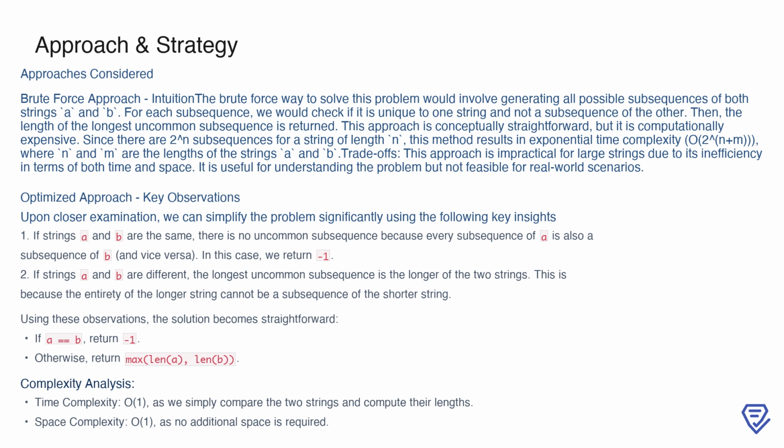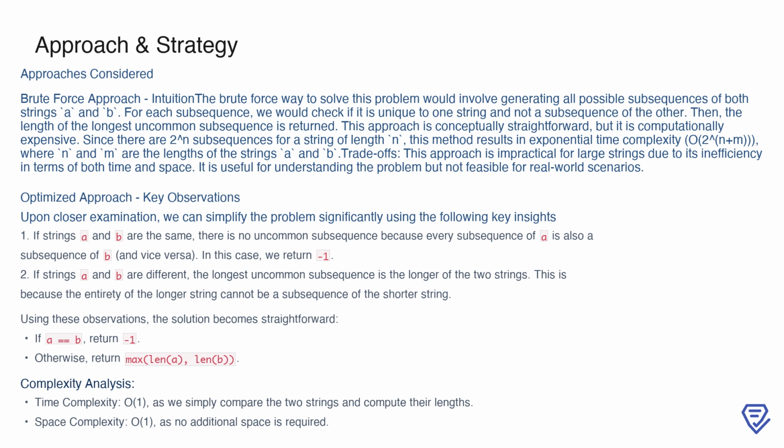Since a string of length n has 2 to the power of n subsequences, this method leads to exponential time complexity, O(2^(n+m)), where n and m are the lengths of the two strings. This makes the brute force approach impractical for larger strings due to its prohibitive computational costs. However, analyzing this method helps us better understand the problem space, even though it's not suitable for real-world applications. Now, by observing the problem more carefully, we can develop a much more efficient solution.